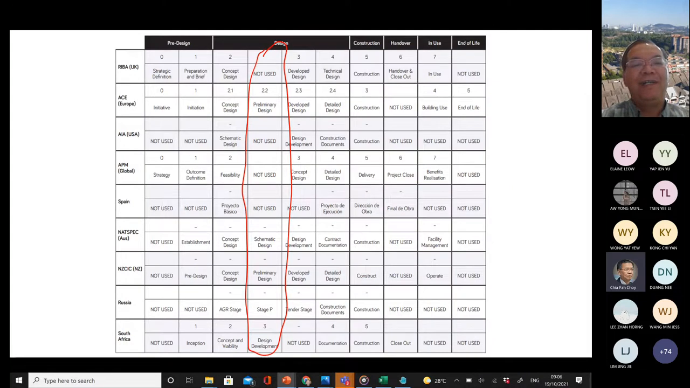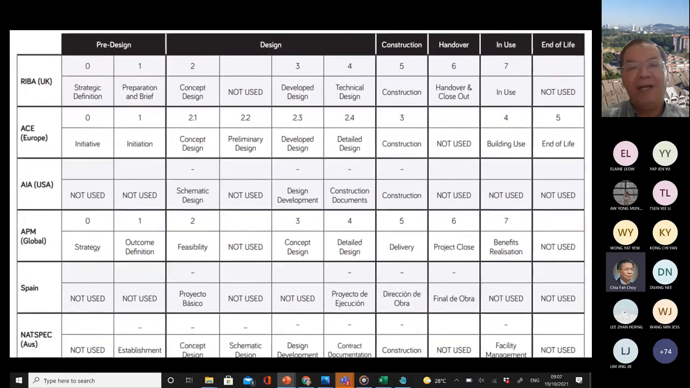In other words, for the USA, they are not having a preliminary design. Then for New Zealand, for example, they use preliminary design as well. For Australia, they call it schematic design. And South Africa, they call it design development. So that is the difference. You can see the process of the UK and other countries. This gives you a clearer view.